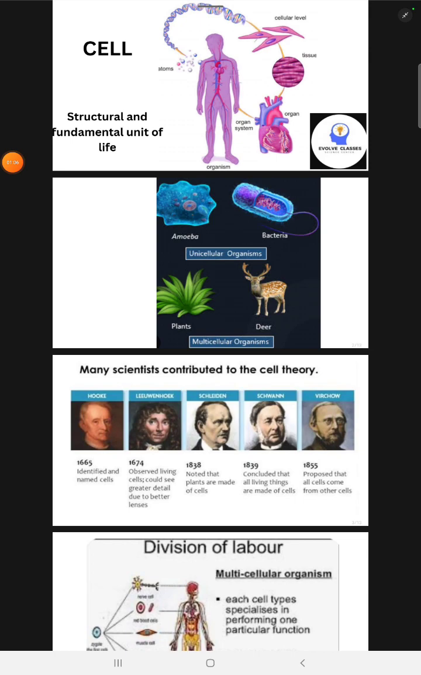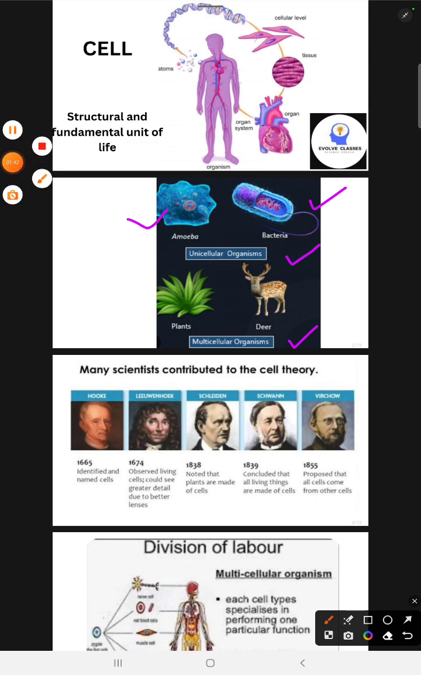Earlier, the organisms were either unicellular or multicellular. Even now also we find unicellular organisms and multicellular organisms. Multicellular organisms are specially plants and animals. Unicellular organisms, there are many like Chlamydomonas, Paramecium, Euglena, amoeba and some bacteria. Unicellular means they are made up of single cells, and multicellular means they are made up of many cells.